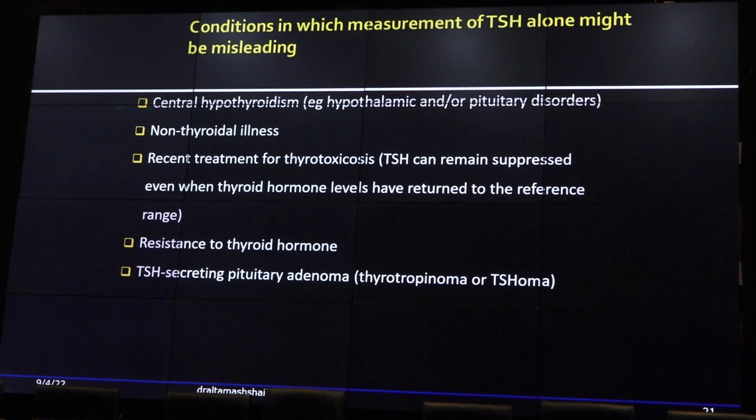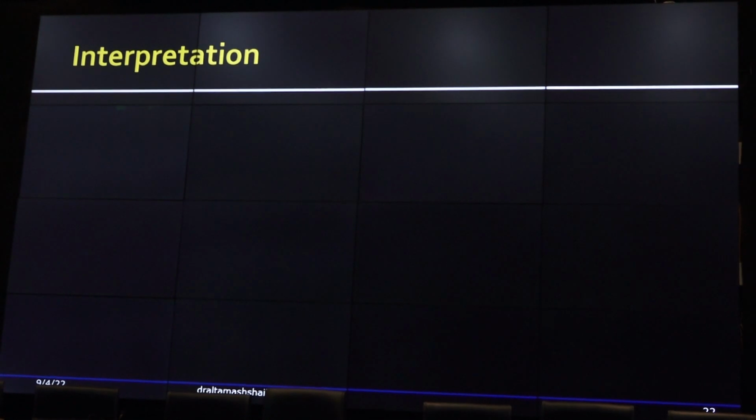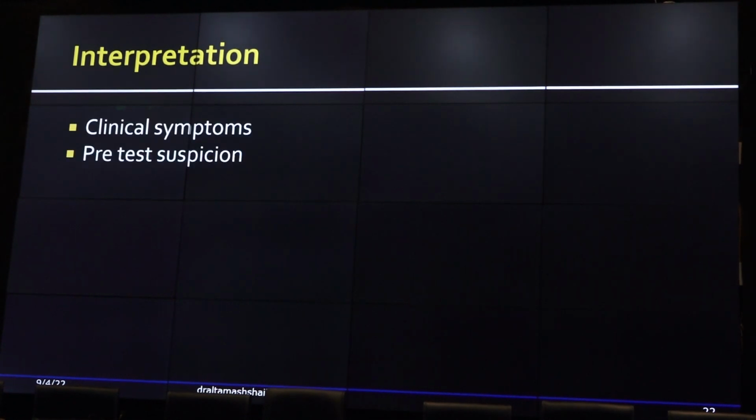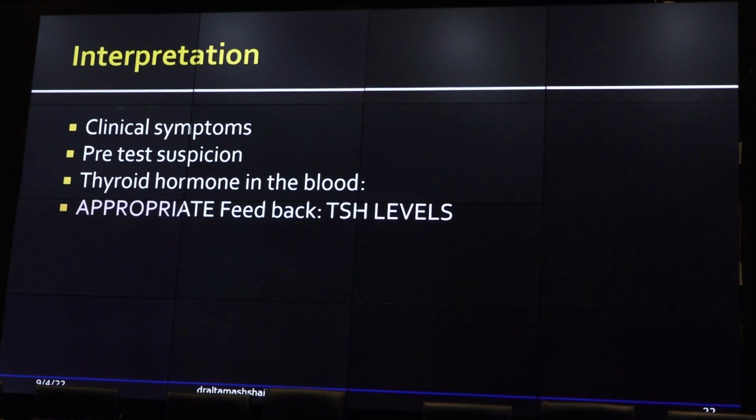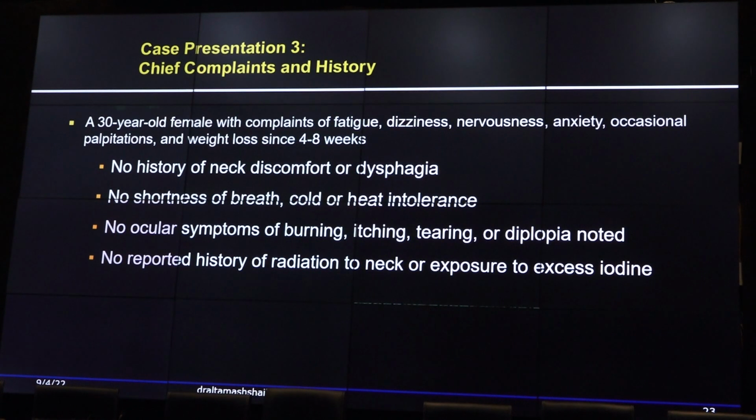Now, some conditions where you should not be using only TSH, where it can be misleading. These are anomalous conditions where you should be careful, whether it's central hypothyroidism, NTIs, as you all saw in the previous case, resistance or Sjogren's. Interpretation, this is a very important slide again. The only message is to look at the symptoms, suspicion, serum levels, appropriate TSH levels, and look at your diagnosis.